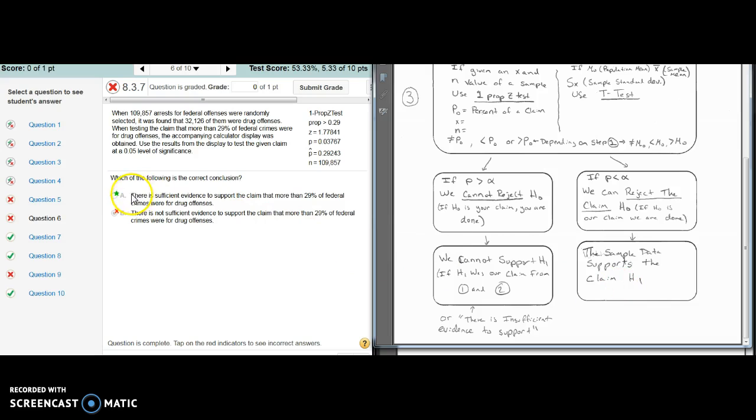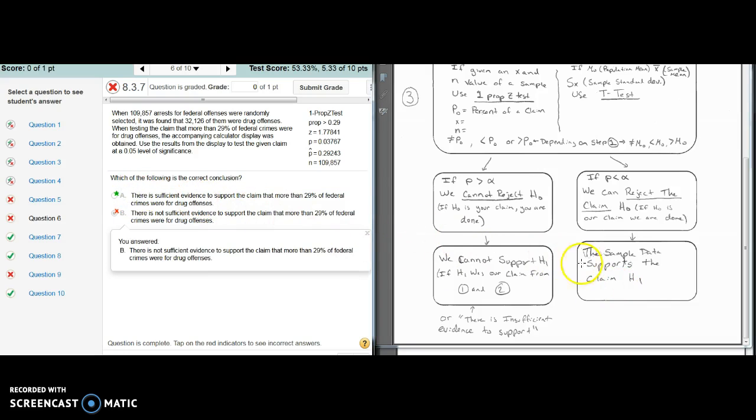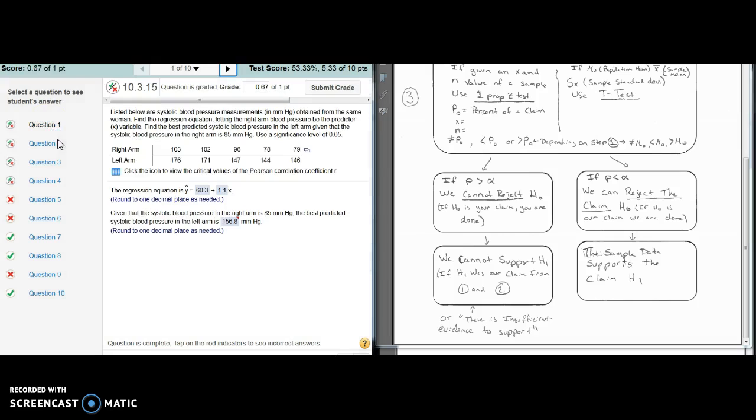So you can see that since we are supporting H1, since our claim is H1, there is sufficient evidence to support the claim that more than 29% of federal crimes were for drug offenses, okay? So since our p-value was less than alpha, you see that 0.03 is less than 0.05, and since our claim is H1, it's this bottom box, the sample data supports the claim. So that's why we said we supported the claim. Oh, I'm sorry, I started at number 6. We're going to go back up to number 1 and take a look.